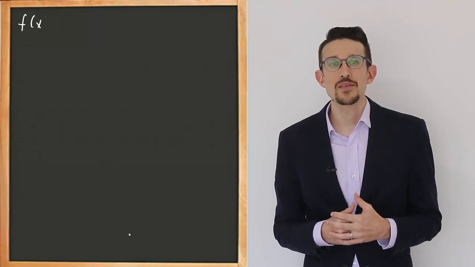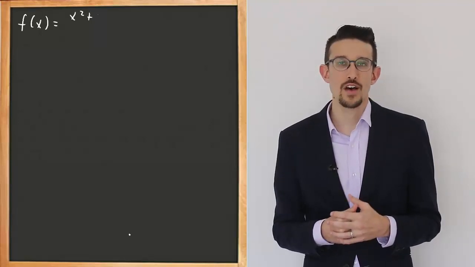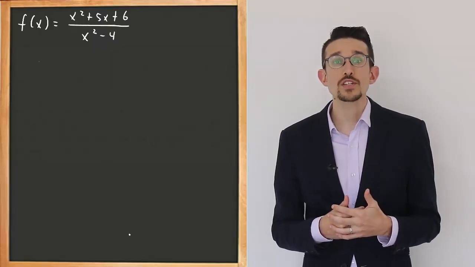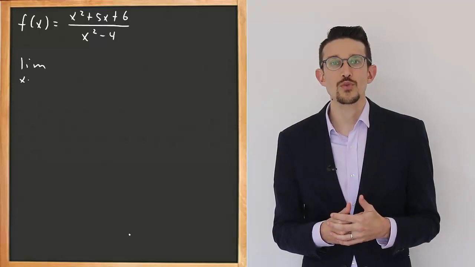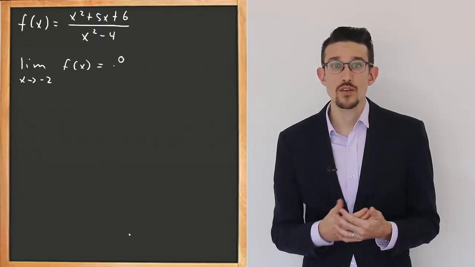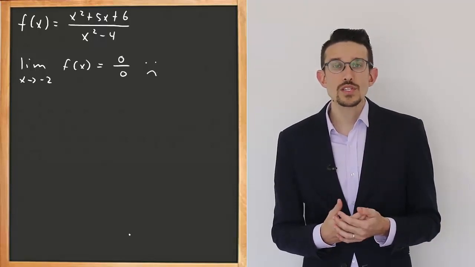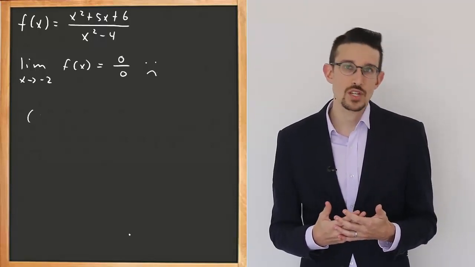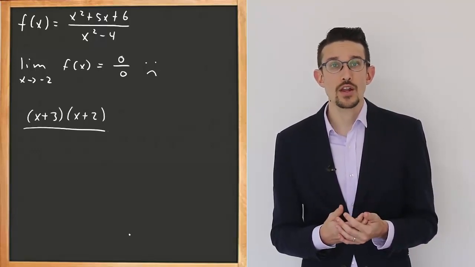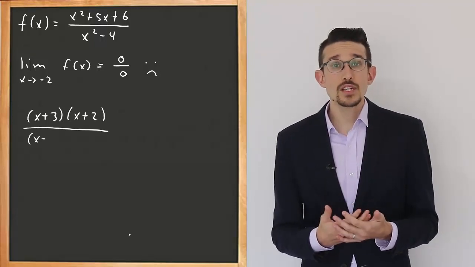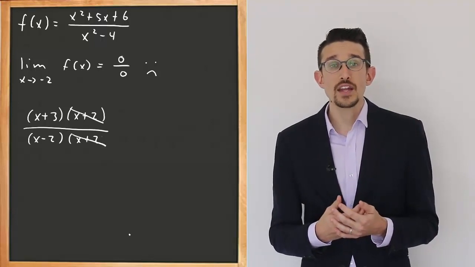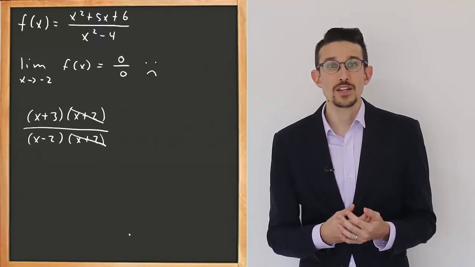First, let's take a look at a limit where we can factor and simplify to evaluate the limit. Take a look at this function, f of x equals x squared plus 5x plus 6 over x squared minus 4. Now, if we take the limit as x approaches negative 2 of this function, by substitution you can see that we end up with 0 over 0, which is obviously not good. So then we go back and we say, well, what else can we do? Well, one thing we can try to do is factor this. And now you can see that if we factor this, we can actually cancel out a common factor, and we end up with x plus 3 over x minus 2.